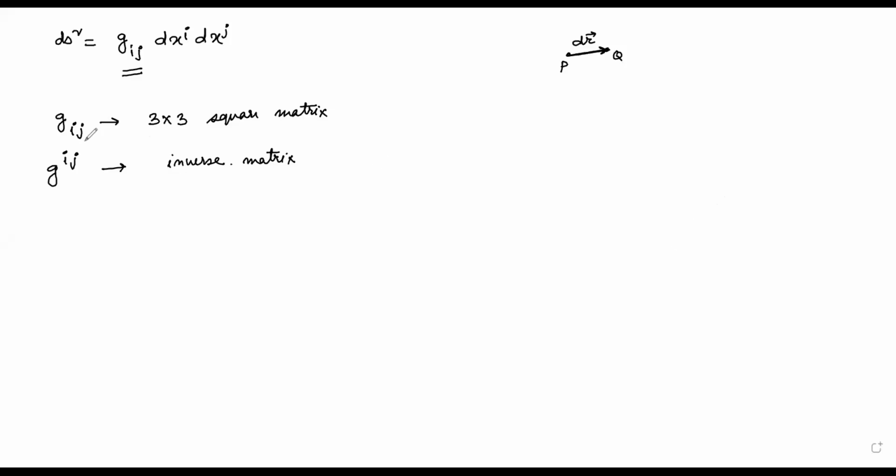Okay, so G_ij with the lower indices is a 3 by 3 square matrix in 3D. The inverse matrix in 3D is again a 3 by 3 square matrix, which is the inverse of the above matrix, and its elements are represented by G^ij. So I have a square matrix and I have an inverse of that matrix. If I multiply these two matrices, I should get the identity matrix. Okay. So if I multiply a square matrix by its inverse, I should get the identity matrix.